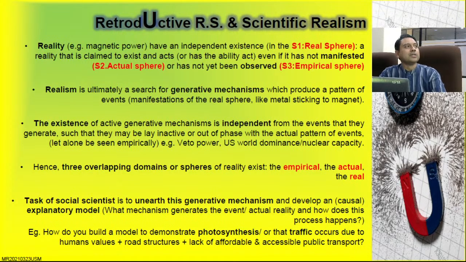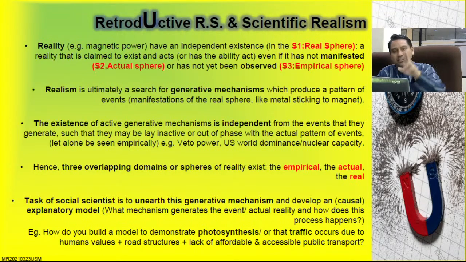Yeah. So the essence is this: retroductive research strategy is to show the real sphere. It doesn't go for shallow discussion; it goes deep, right? It's not big data; it's deep data. Hence, 3 overlapping domains of reality exist: the empirical, the one that you can see, the actual, the events, and the real, the ones that are causing it, right?